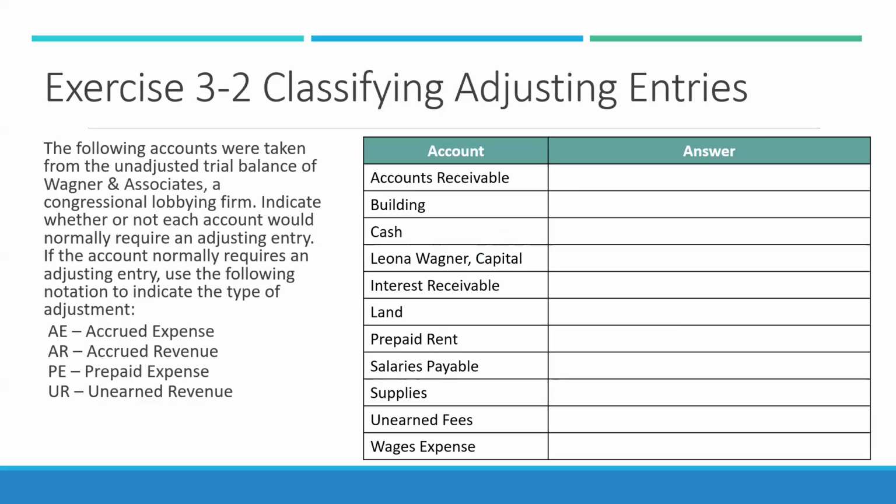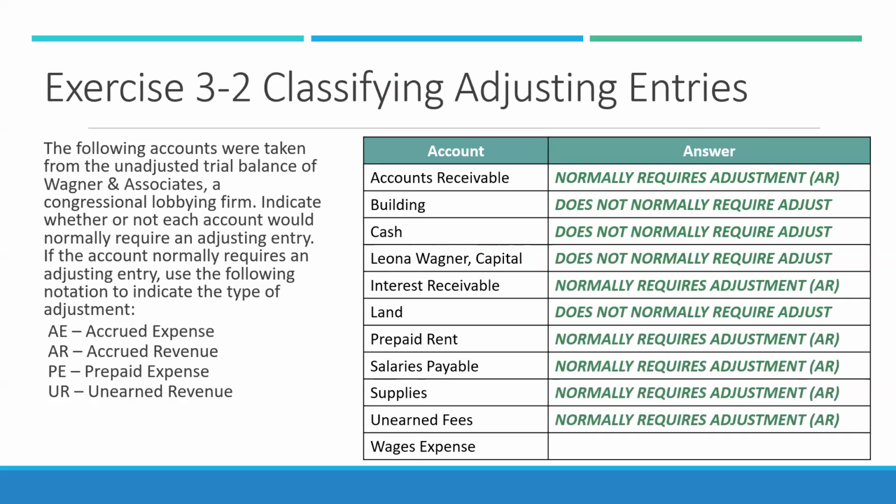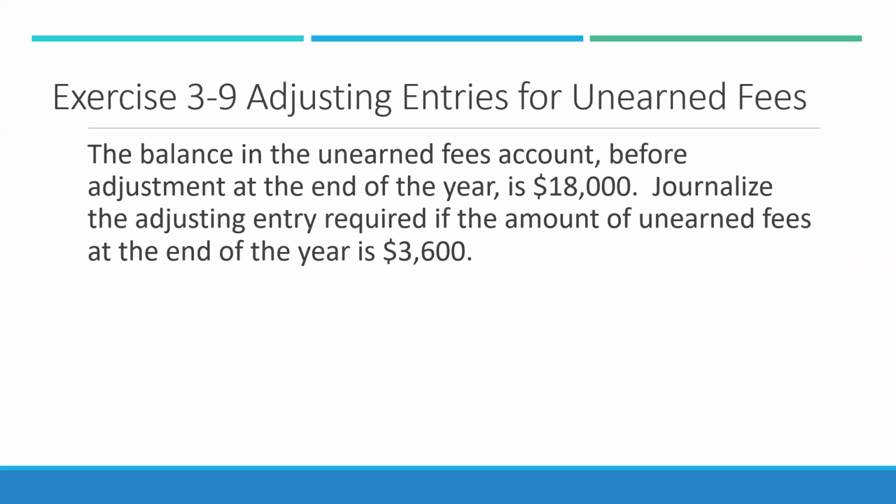Okay. I'm going to let you guys see this. The balance of the unearned fees account before adjustment at the end of the year is $18,000. Journalize the adjusting entry required if the amount of unearned fees at the end of the year is $3,600.